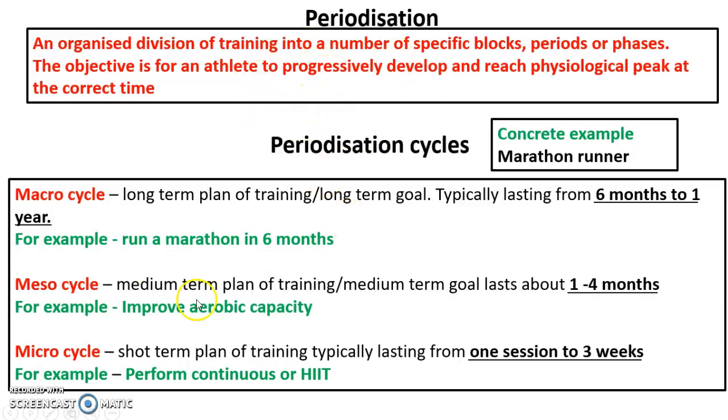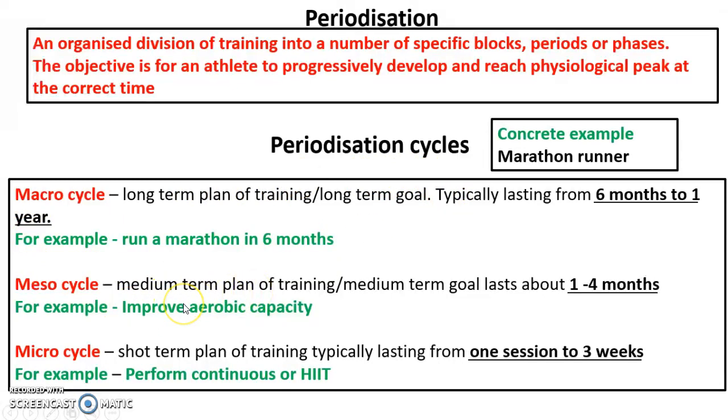There's your definition there. Really important that whatever the question scenario is, you link your macro, meso, and micro cycles to the specific focus of a marathon runner. Now, the question told us it was 6 months. Okay, so you had a 6 month training program. So straight away, your example must be to run a marathon in 6 months. That's your macro cycle, your long-term goal.